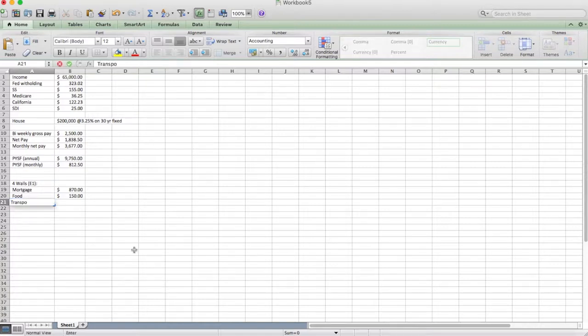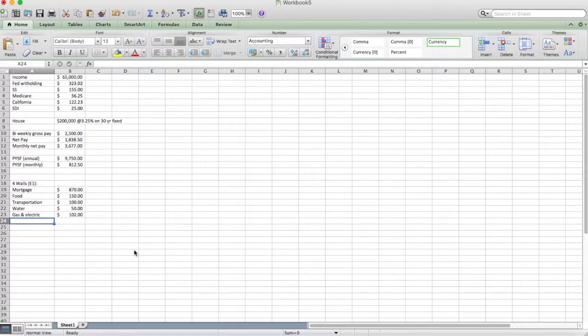We have transportation. That will be, let's say, $50 every 2 weeks. That's what I do. So that'll be $100 a month. Water, I'll go 50. I'll do gas and electric. That will be about 102. That's an average, and I'm using a California average on that one.